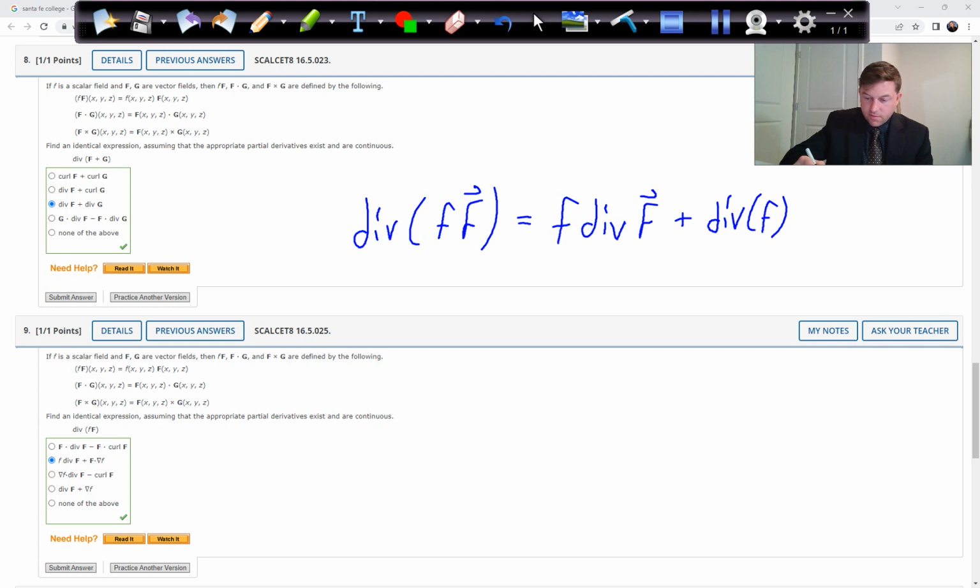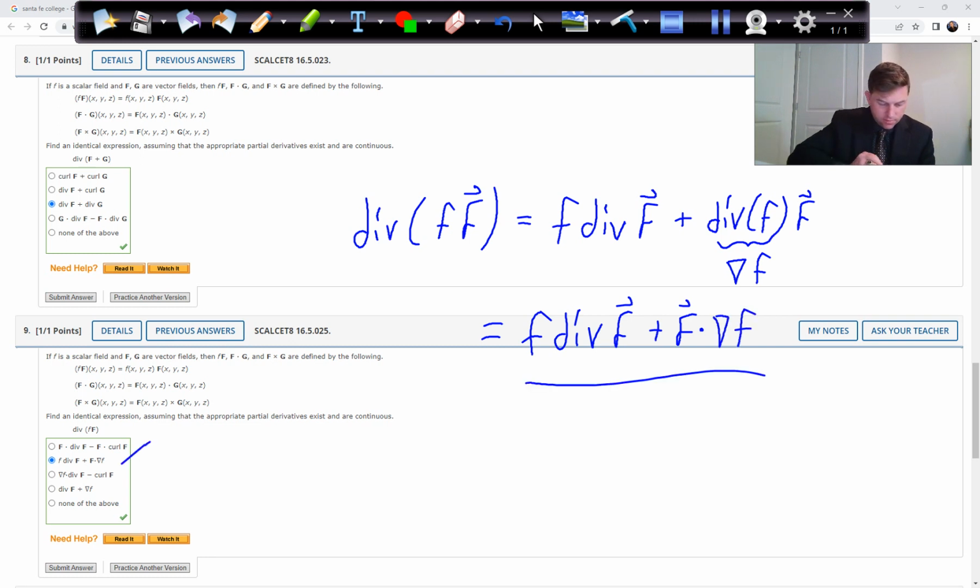times the vector field F, but the divergence of f is the gradient of f. So rearranging ever so slightly, we get scalar field f times the divergence of vector field F plus, let me write it the same way they have it, F dotted with the gradient of f. So those are equivalent. That'd be problem 9.